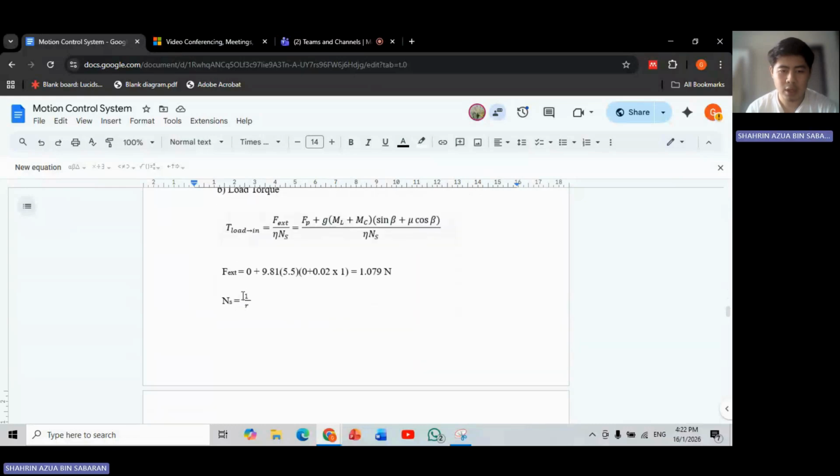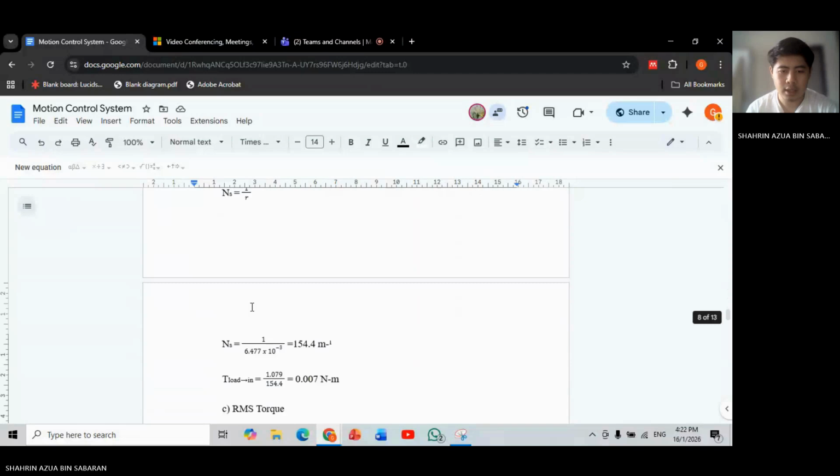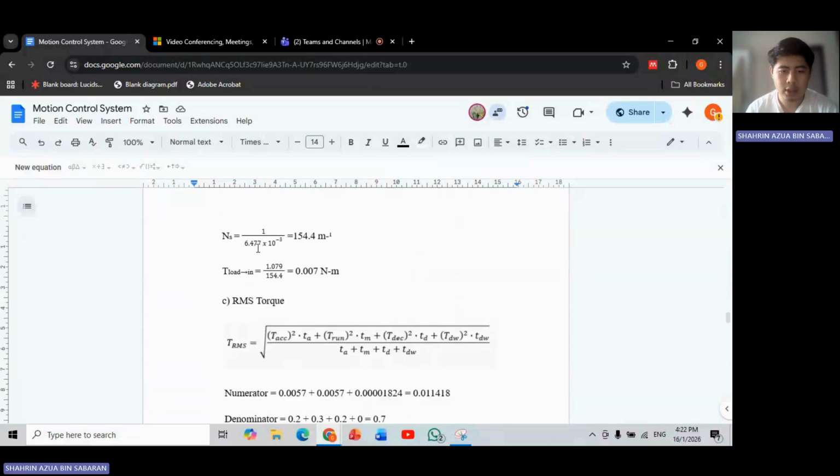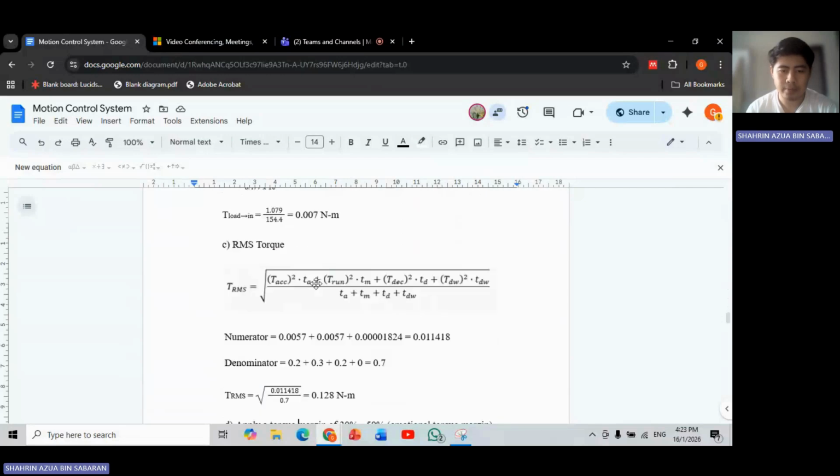The speed conversion is 1 over the pulley radius. The pulley radius is 6.77 times 10 to the power of negative 3. When we divide it, we get 154.4. After that, we put in F_ext, which is 1.079, and the speed conversion, which is 154.4. When we divide it, we get the load torque T_load as 0.007 Nm.